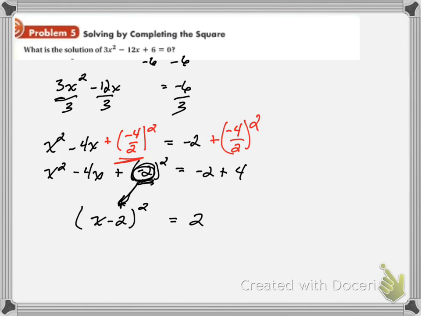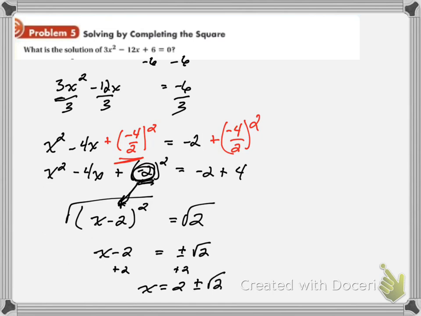Equals 2. Well, now we got to solve. So how do I get rid of that square? Square root both sides. I get x minus 2 equals plus or minus the square root of 2. What do I do now? Add 2 to both sides. I get x equals 2 plus or minus the square root of 2. And that's your answer.